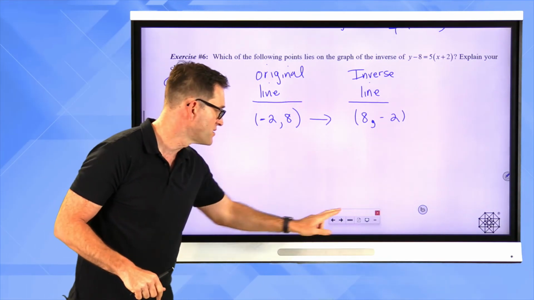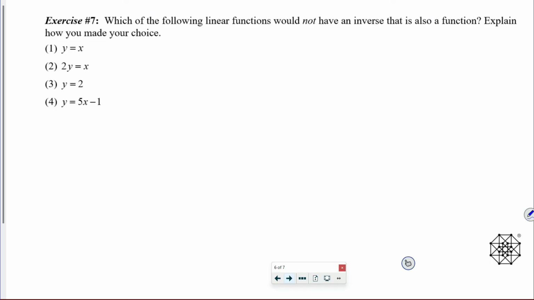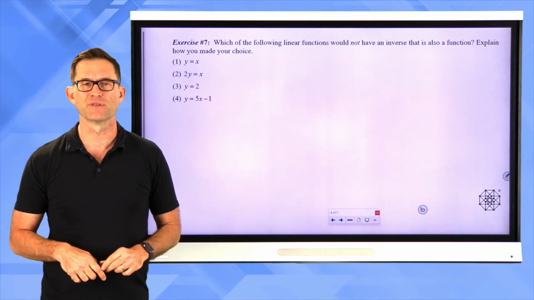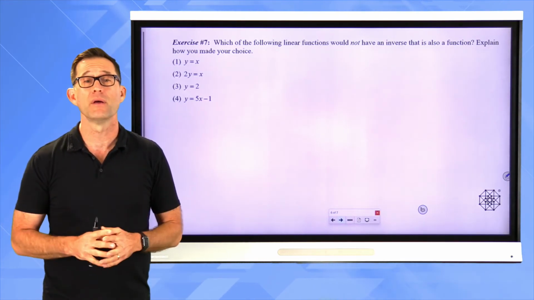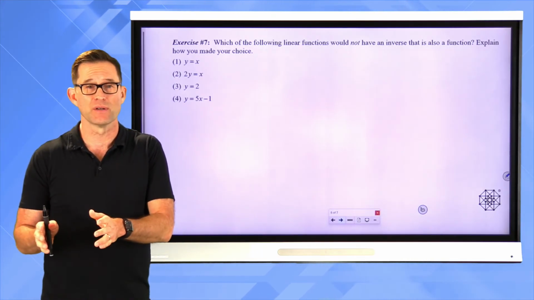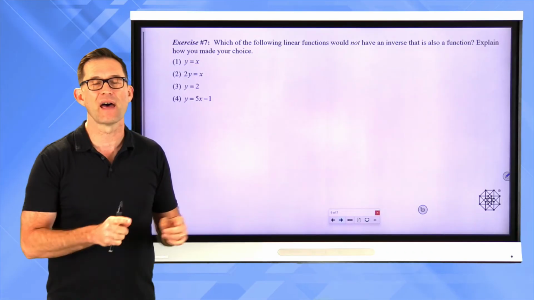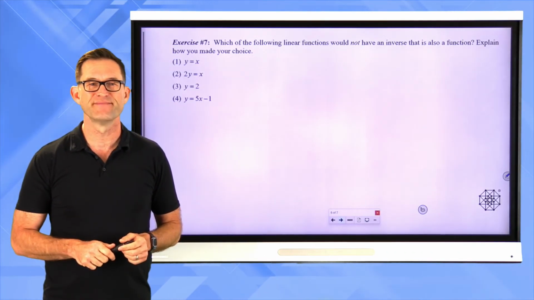All right, let's take a look at one last problem. Exercise number 7. Which of the following linear functions would not have an inverse that is also a function? Explain how you made your choice. Ooh, this is kind of interesting. So there is one type of linear function, one type, that will not have an inverse that is also a function. And one of these is that type. Pause the video now and see if you can figure it out.